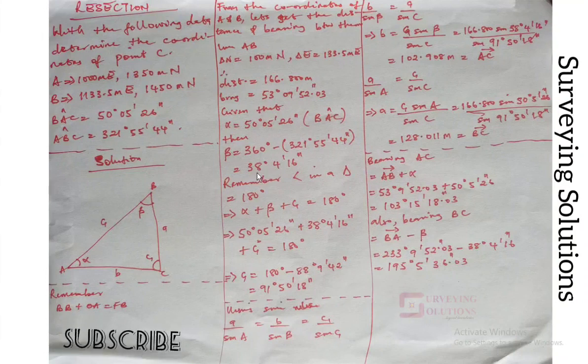How do we arrive at this 38 degrees 4 minutes 16 seconds? We subtracted this external angle from 360, and by subtracting it, why did we do that? We did that because looking at the triangle, we cannot have this in a triangle, number one. So that's how we were able to understand that we are supposed to have something like this.